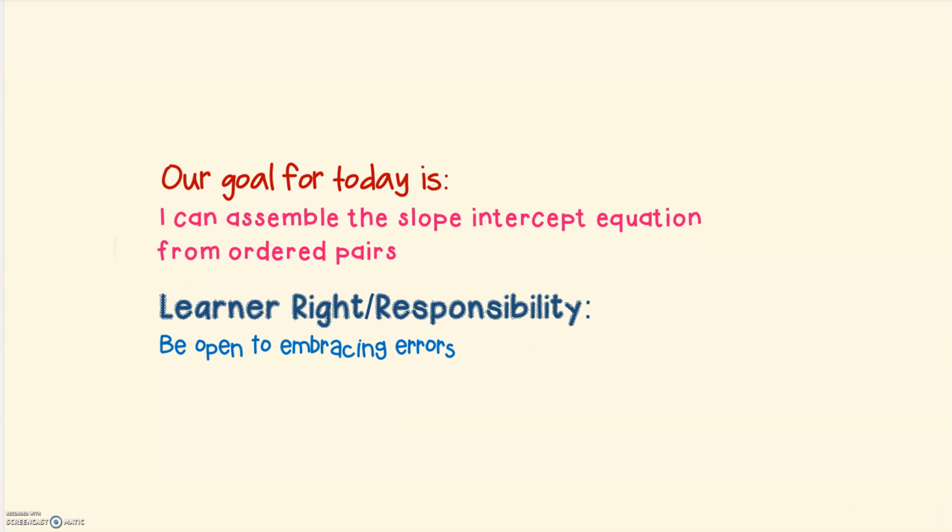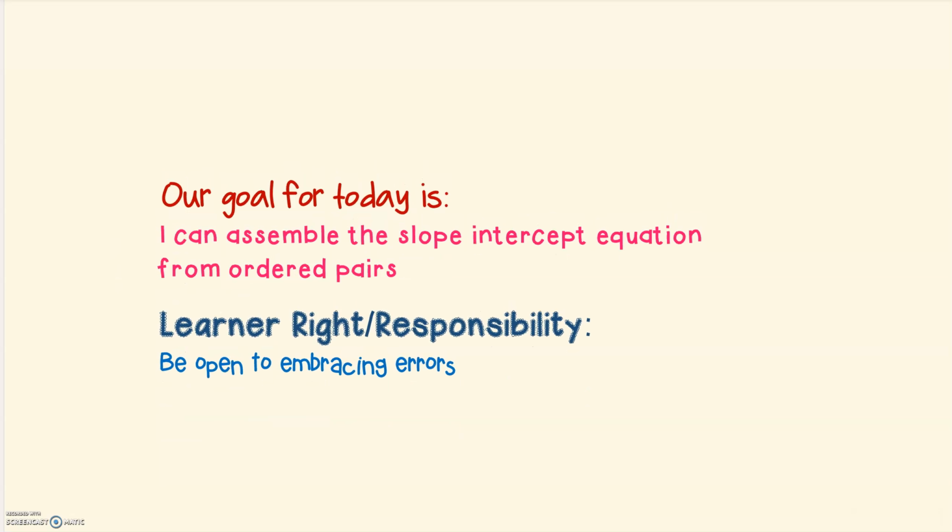Alright, so our goal for today is that I can assemble the slope-intercept equation from ordered pairs. And our learner responsibility is to be open to embracing errors. This is still new stuff, it's still hard, I know. That's okay. Be open to being wrong and just work towards fixing it.